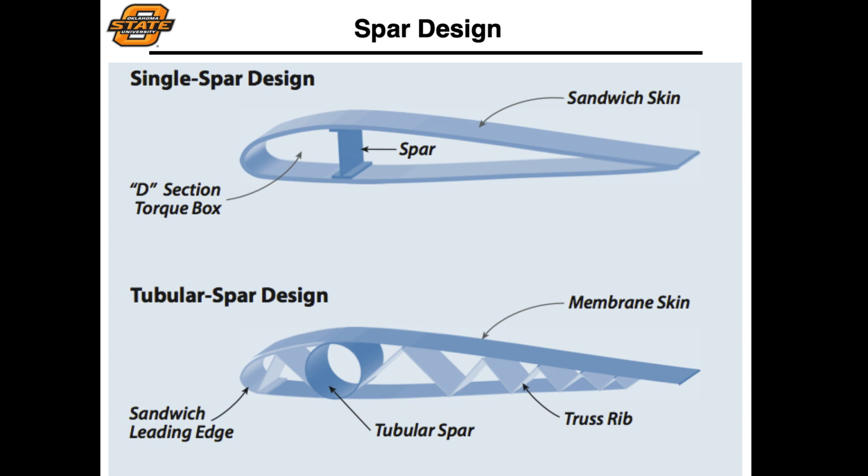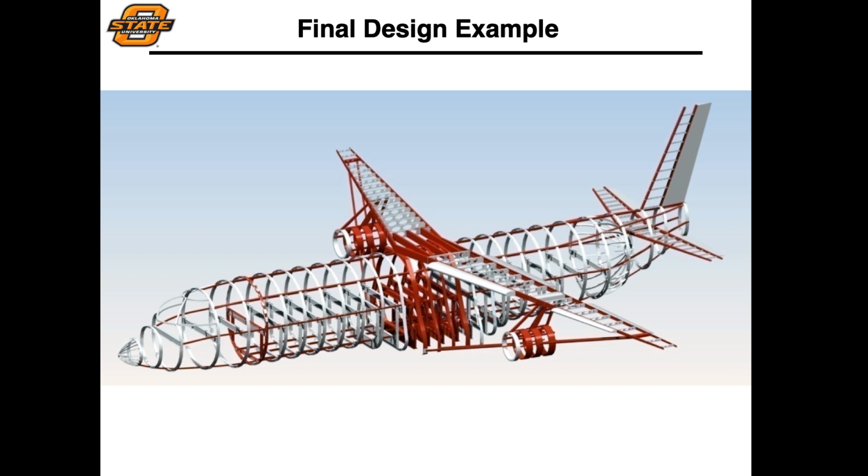You can go from something that is relatively simple, for example, a single spar with a sandwich monocoque skin, or something that is more similar to a conventional truss design, where now you have a membrane skin where that load is being transferred directly to these truss elements and then back to your spar. And that's going to finally lead you to an overall structural design.